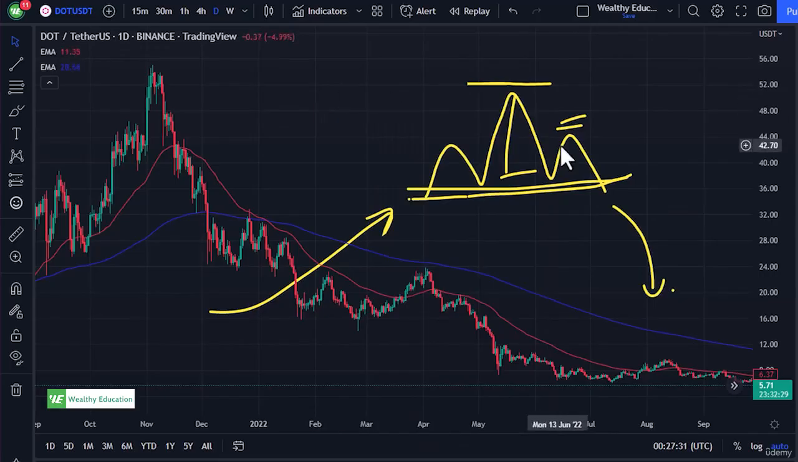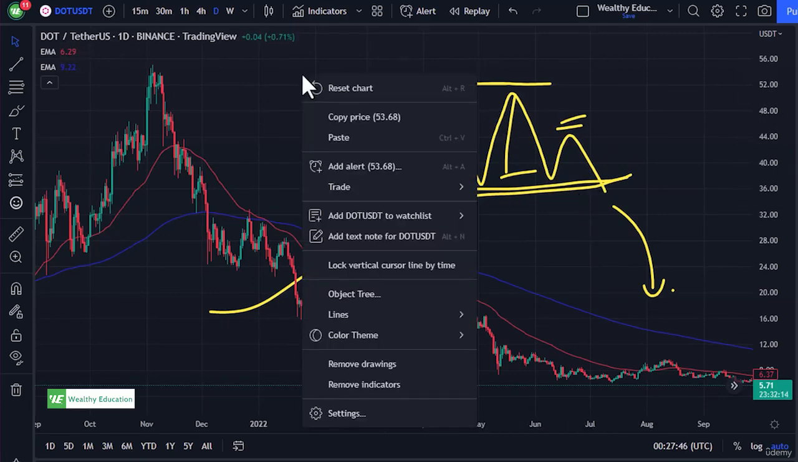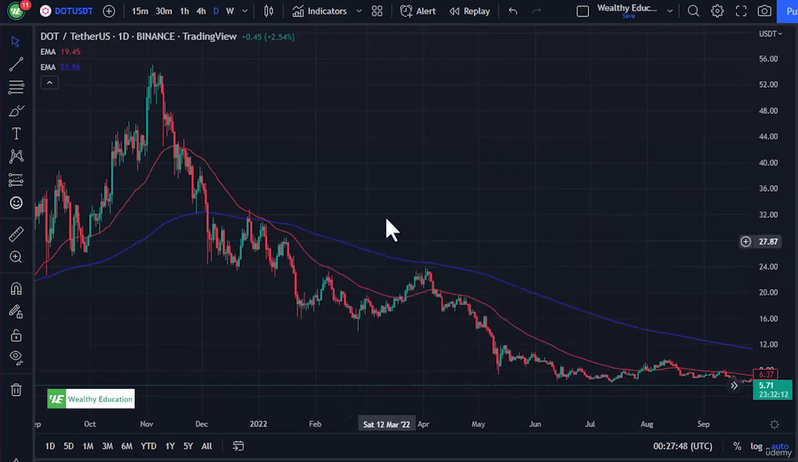Also, by putting your stop loss on the other side of the shoulder, unless the shoulder's way up here, which that's not really a head and shoulders, you automatically lock in a higher reward to risk type of pattern.